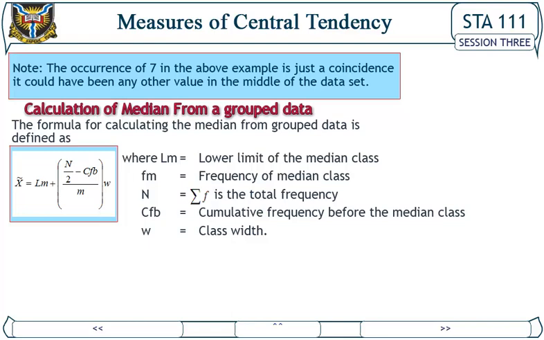Calculation of the median from grouped data. The formula for calculating the median from grouped data is defined as follows, where LM is equal to the lower limit of the median class, FM is equal to the frequency of the median class, N is equal to the summation of F, the total frequency, CFB is equal to the cumulative frequency before the median class, and W is equal to the class width.